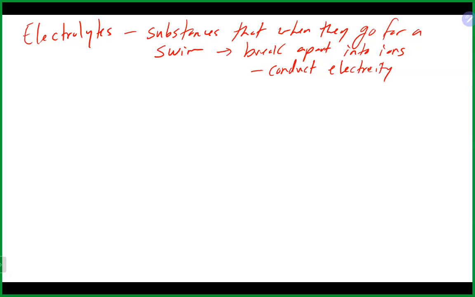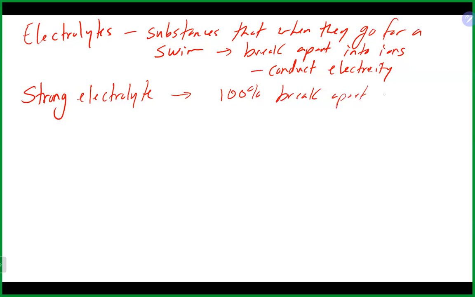The presence of those ions will help complete the circuit and allow it to conduct electricity. There are some different types of electrolytes. There are strong electrolytes, and a strong electrolyte is a really good conductor of electricity. When it is in solution, it will 100% break apart into ions.